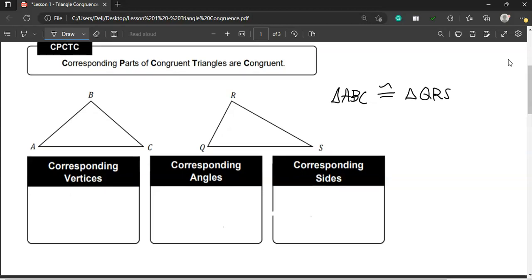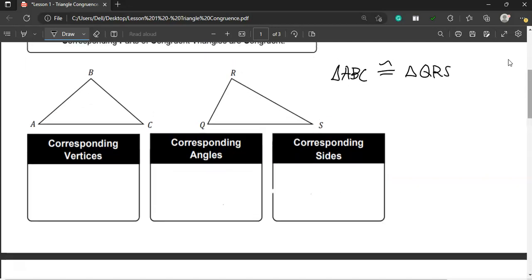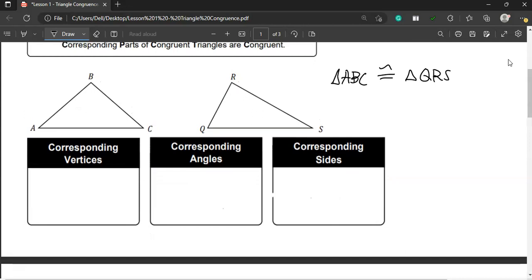So in this case, we can now determine the corresponding vertices, corresponding angles, and corresponding sides. Correspondents are the ones who have equal sides and equal angles. In this case, point A corresponds to point Q.